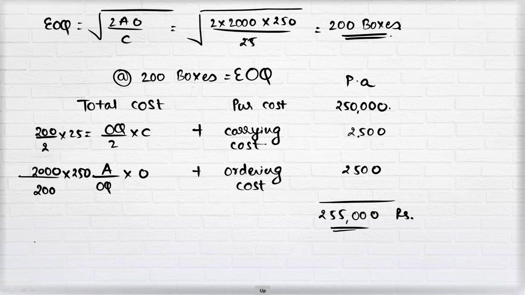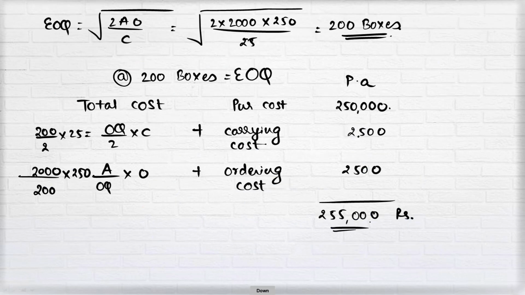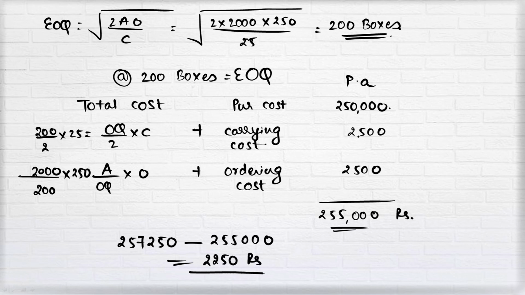Alright, what is the question? You need to answer the question. How much money could be saved by employing EOQ? Can you tell me how much money could be saved by employing EOQ? It is 2,57,250, but you can incur the cost of only 2,55,000 and you can save 2,250 rupees by employing EOQ.